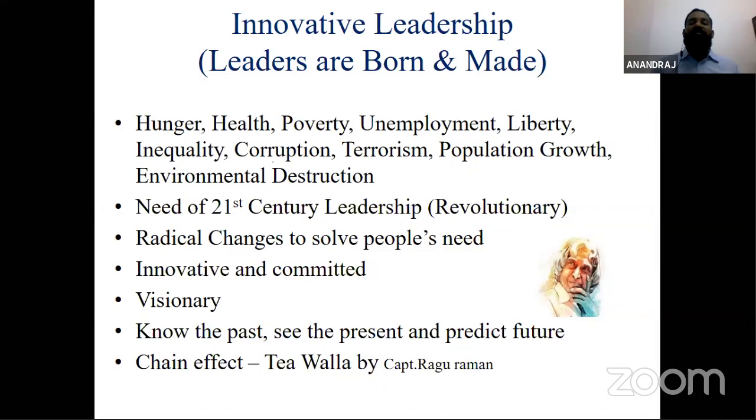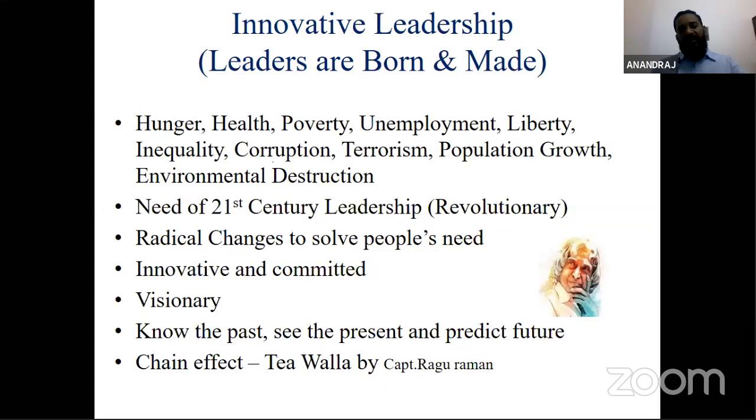Innovative leaders are called revolutionary leaders because they do radical changes to solve people's need. Innovative leaders provide radical changes through new ideas, methods, techniques, processes, products, services, or discovery to solve current problems and satisfy people's need at the present and in the future.